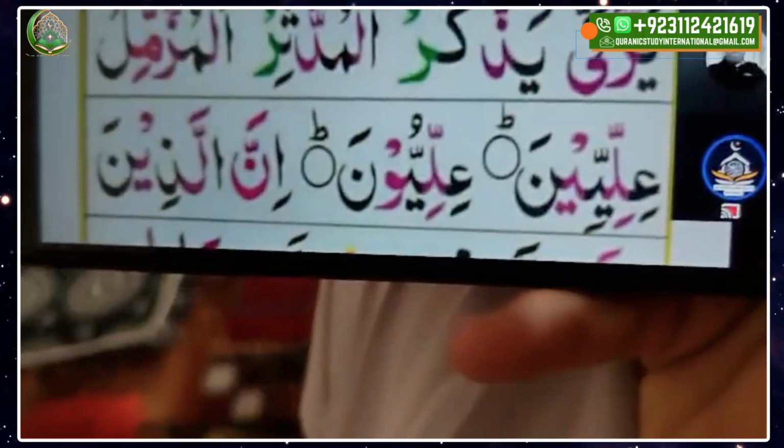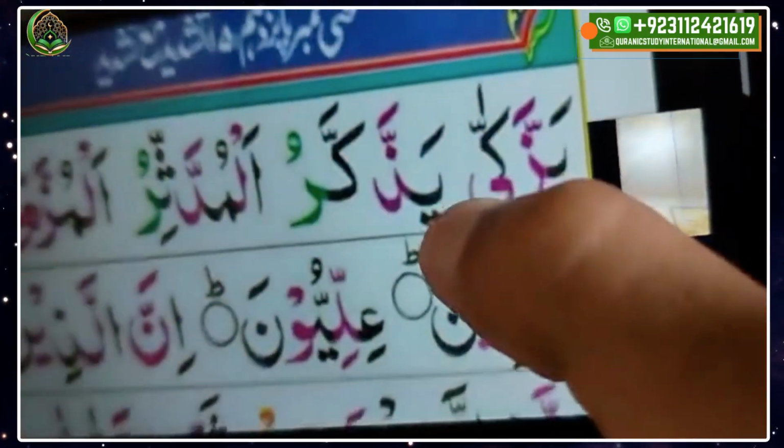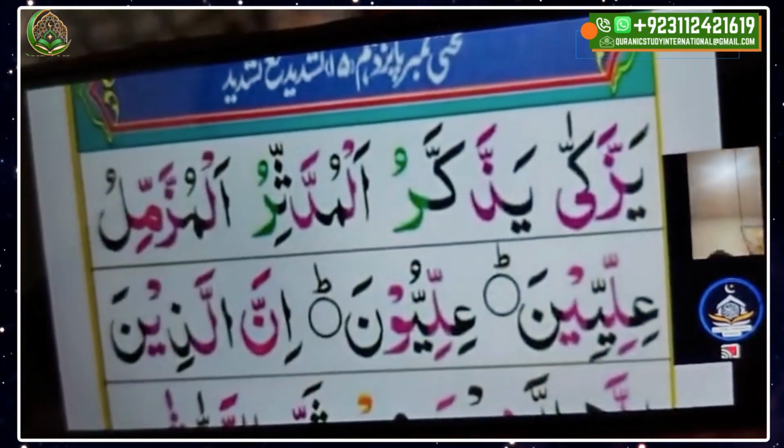Haris, now can you see the page? Great. Okay, look at the screen and focus on your lesson, okay?